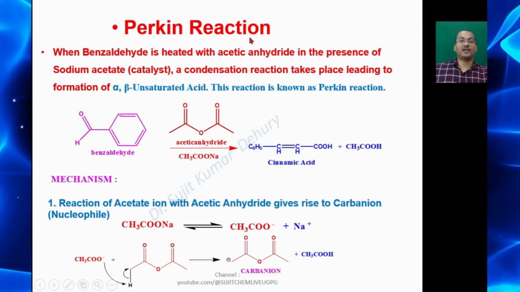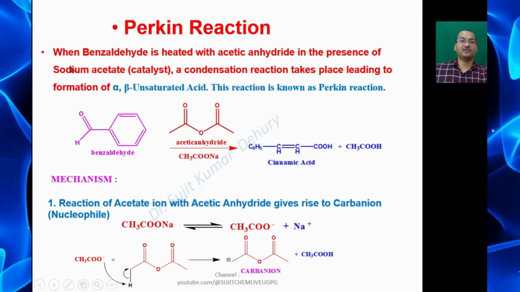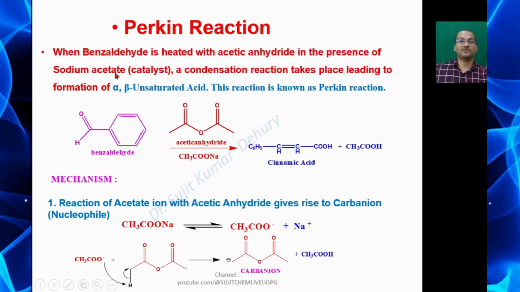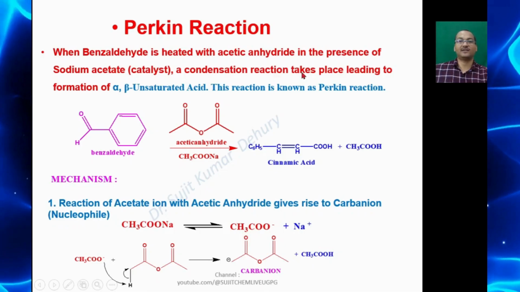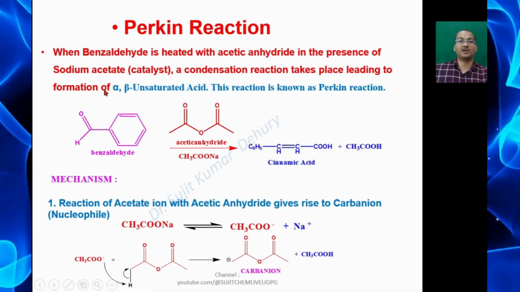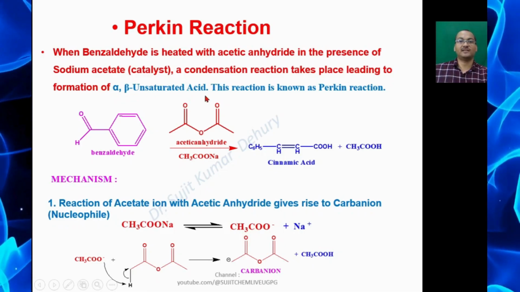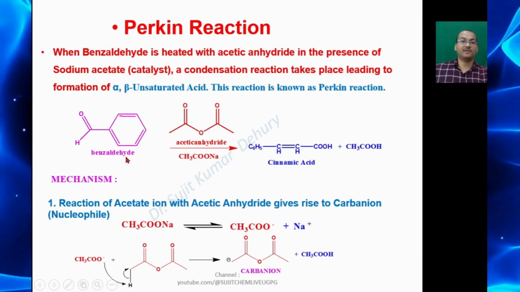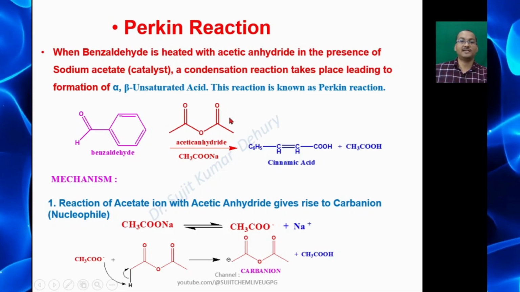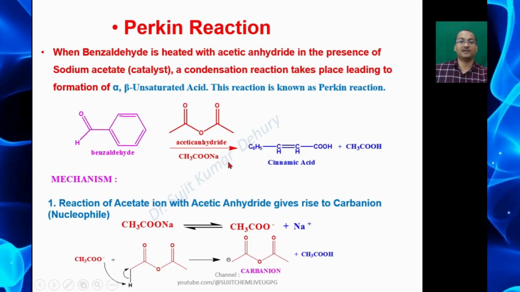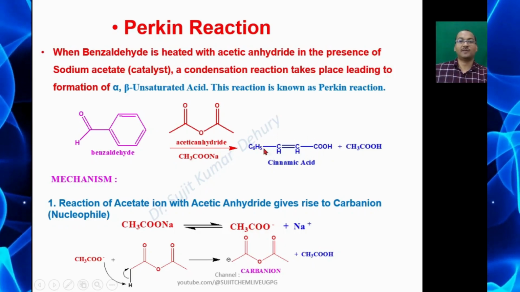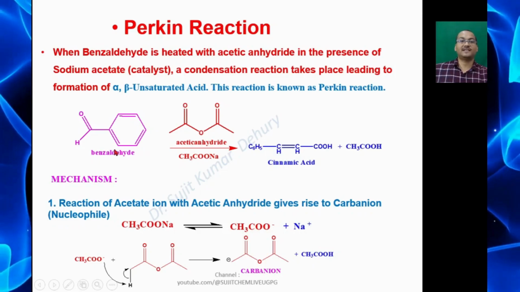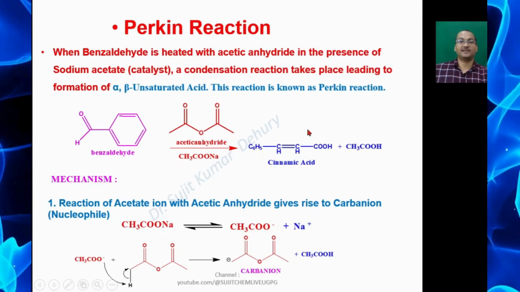The next is Perkin reaction. So what is Perkin reaction? When benzaldehyde is heated with acetic anhydride in presence of sodium acetate catalyst, a condensation reaction takes place leading to formation of alpha beta unsaturated acid. This reaction is known as Perkin reaction. So if you start with benzaldehyde and you give the reagents acetic anhydride and sodium acetate, you will end up with the product cinnamic acid and acetic acid.